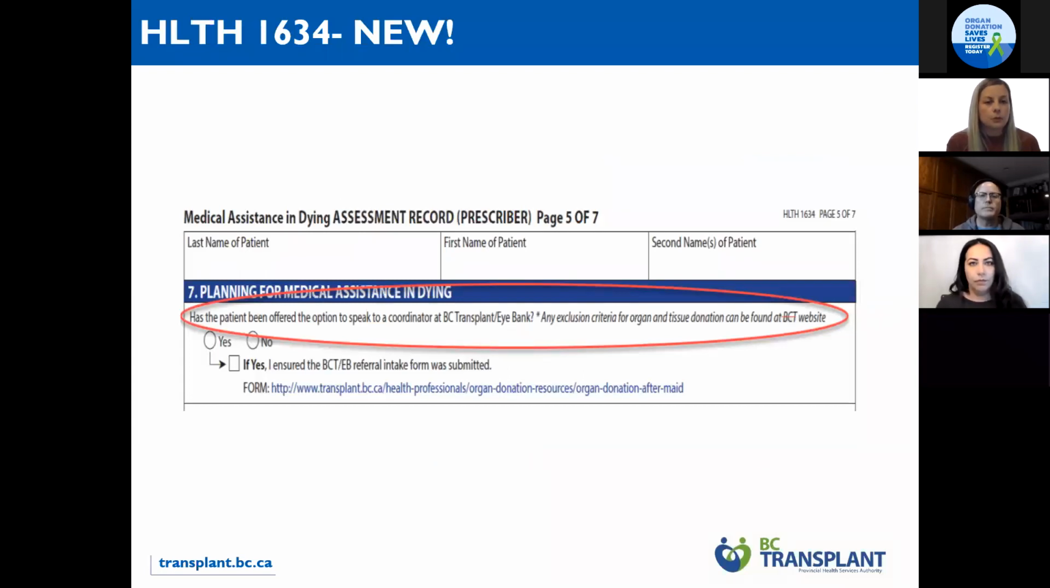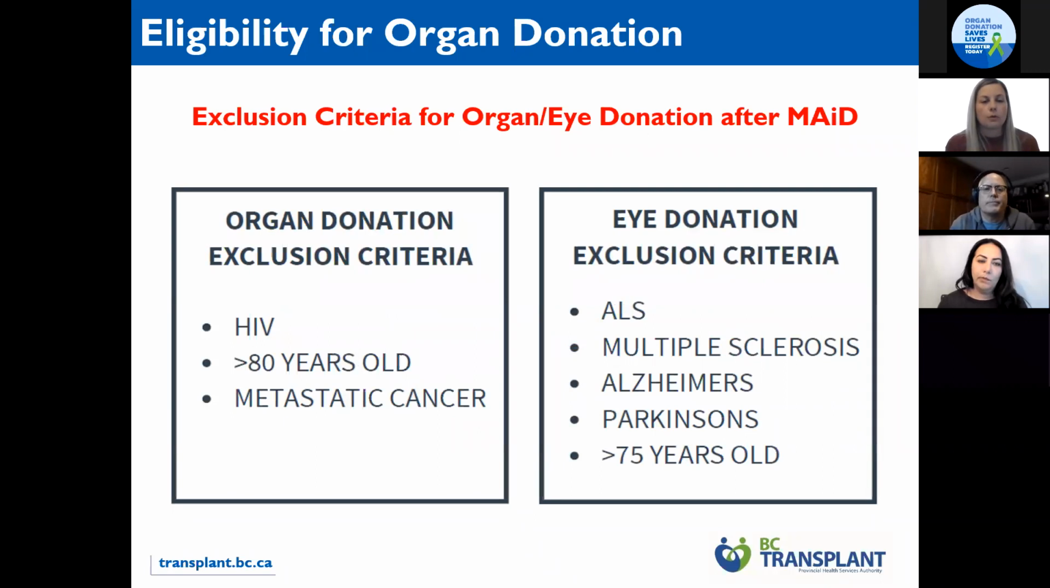Something new you will notice on your 1634 forms, section 7 under planning of medical assistance in dying, is a new question that says, has the patient been offered the option to speak to a coordinator at BC Transplant or the iBank? And are there any exclusion criteria for organ or tissue donation? These can be found at our website. So we pulled these out for you today just to have them up front.